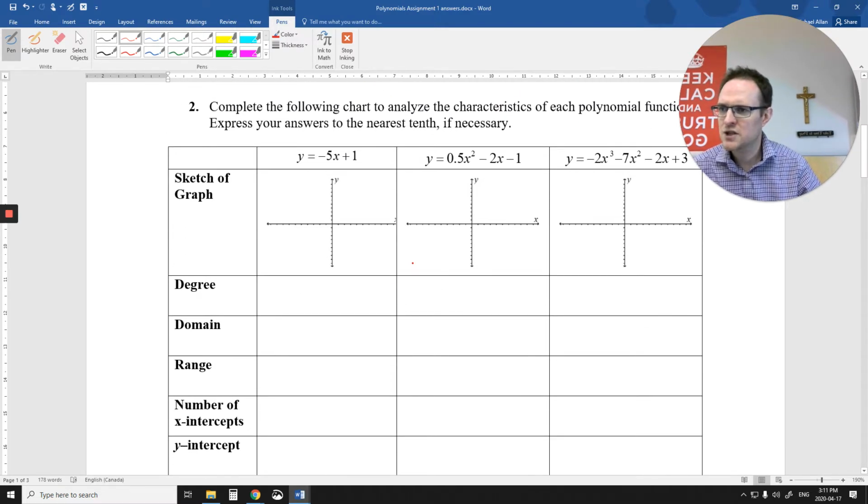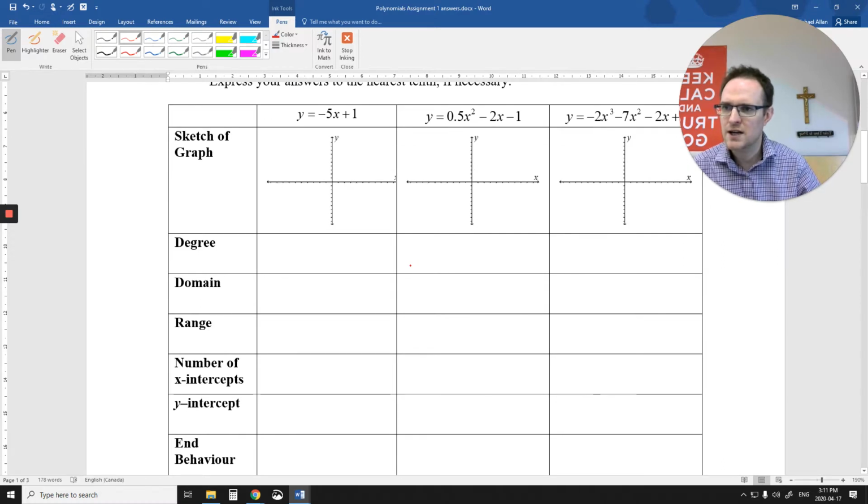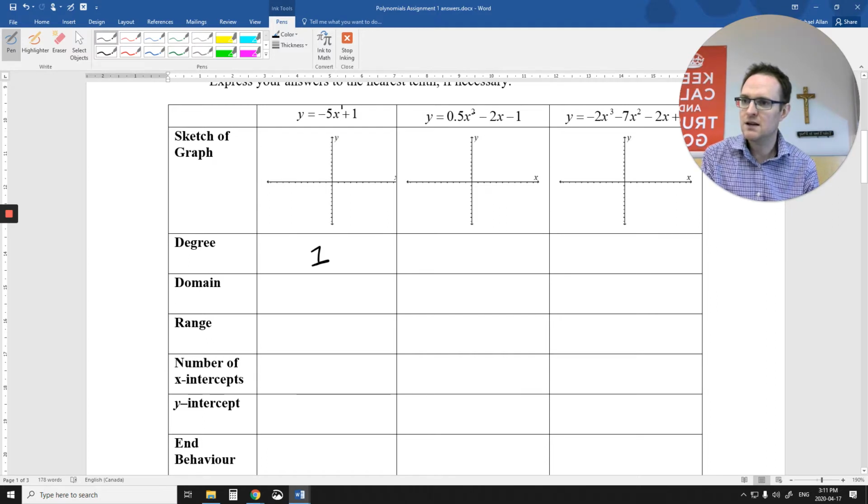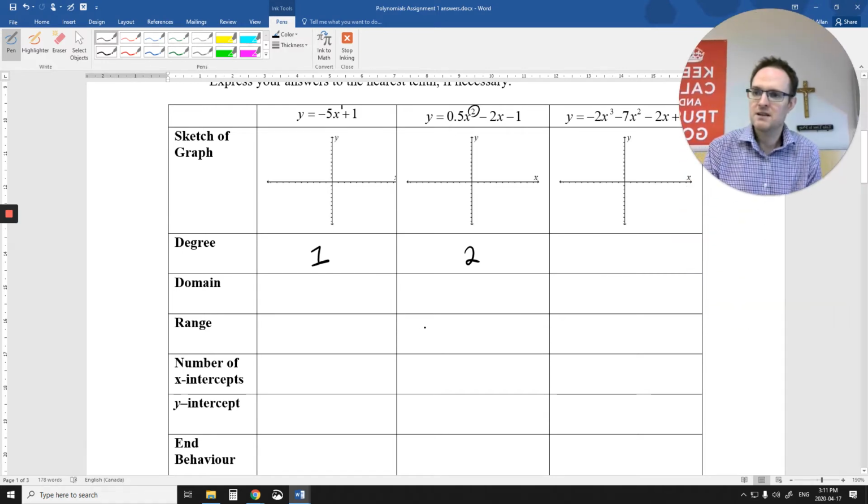We're going to complete this chart here. To complete this chart, I have Desmos ready to go, or just graphing technology, anything. But some of this we can do before we start. Just by looking at this, I can say that the degree of this one, the highest exponent, is 1. The highest exponent here is 2. The highest exponent on this one, I believe, if my head isn't in the way, yep, is 3. So those are just looking at the exponents here.